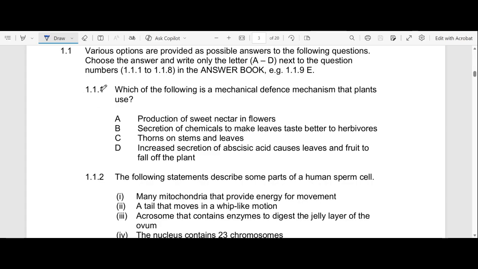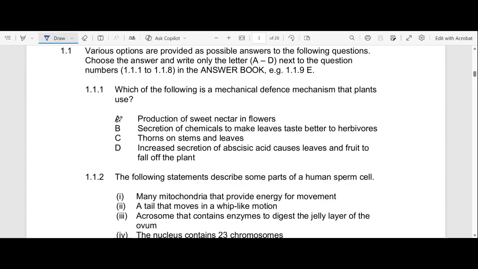So let's go to 1.1.1. Already you know the rules. It's very important for you to read the statement before you go to the questions. Let's go to 1.1.1. Which of the following is a mechanical defense mechanism that plants use? Remember, we have mechanical, which is physical defense, and chemical defense. Chemical defense is chemicals, right? Now let's go to the options and see which option best suits the mechanical defense mechanism.